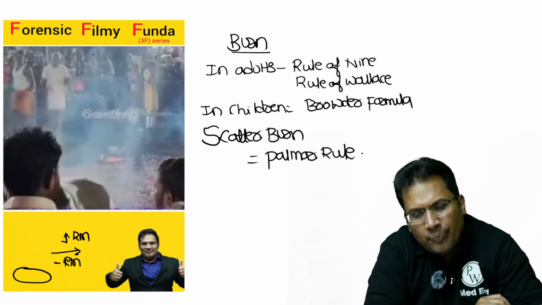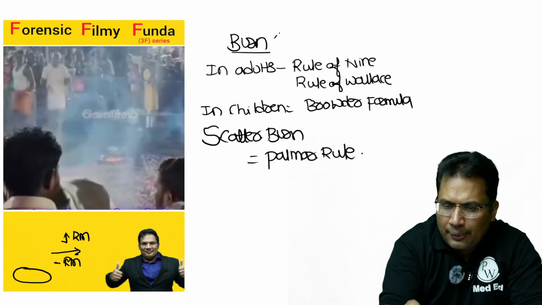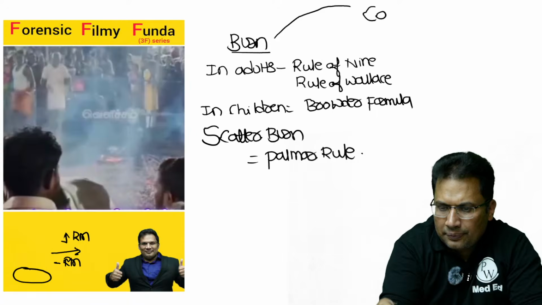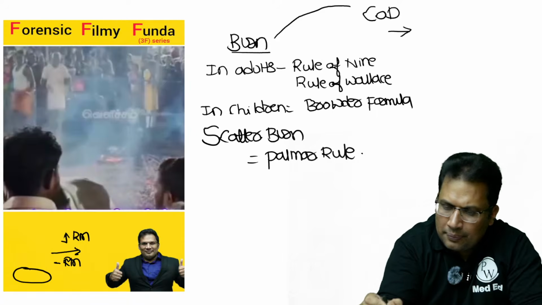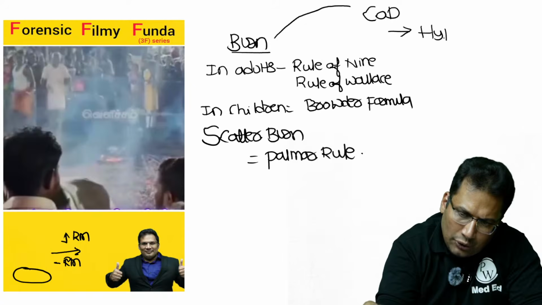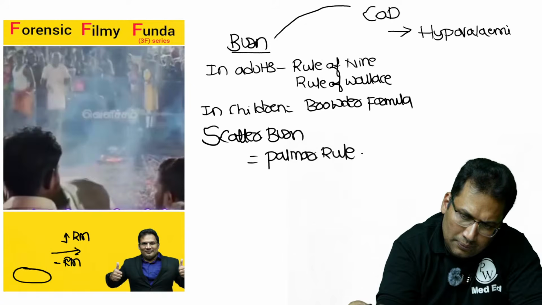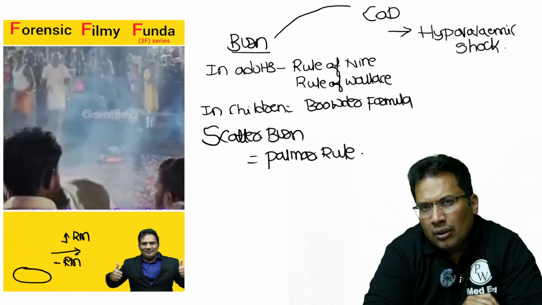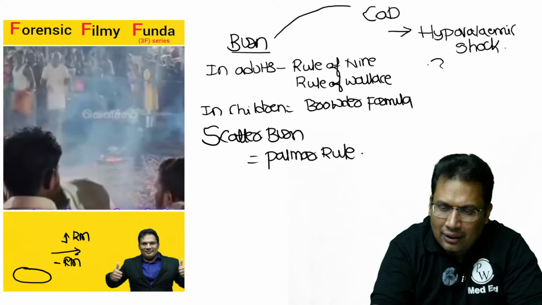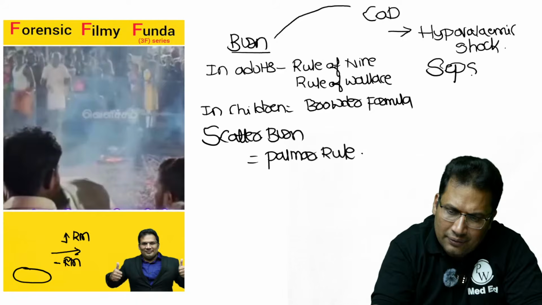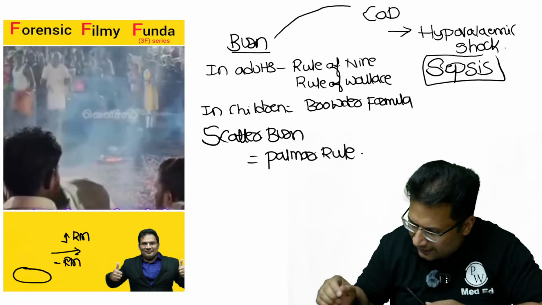Okay? So in burn injury, the cause of death either can be hypovolemic shock or carbon monoxide poison, or late death. The cause of death is sepsis. This is commonly asked in exam.